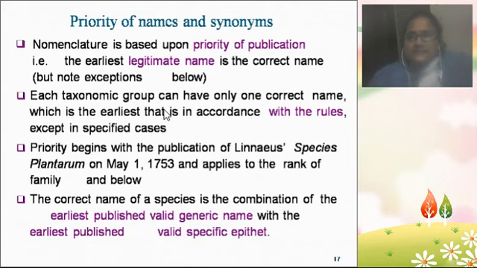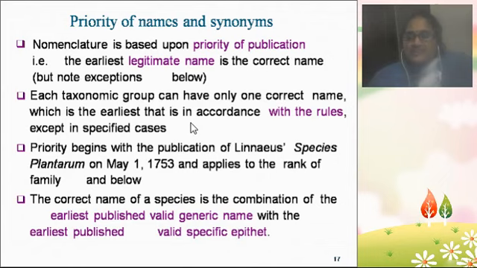Just like I told you previously, each taxon, you should remember those levels: kingdom, division, class, subdivision, family, order, all of these. Each taxon always has only one correct name globally, and that name should follow the rules and regulations formulated by the International Code of Botanical Nomenclature.